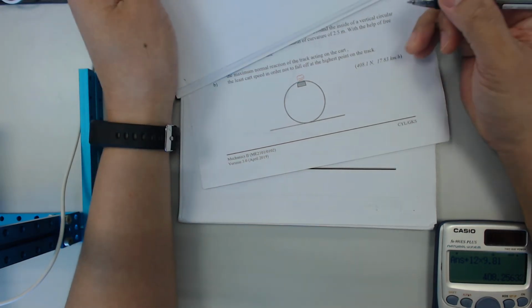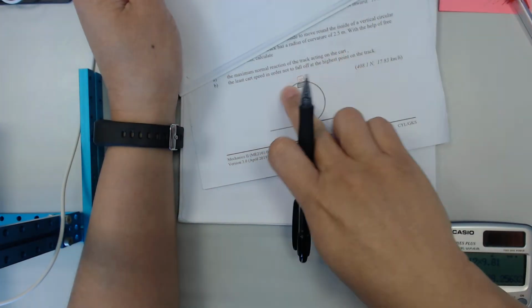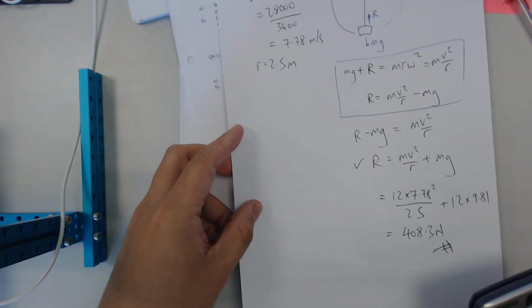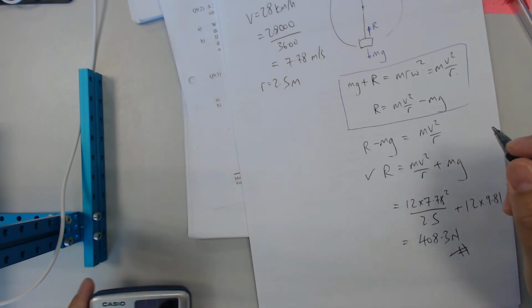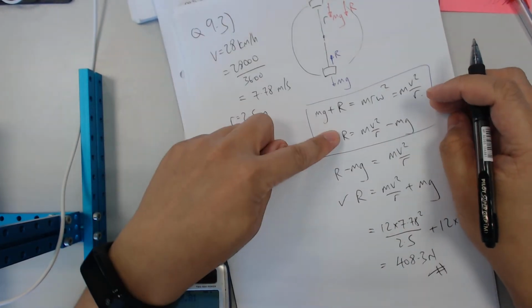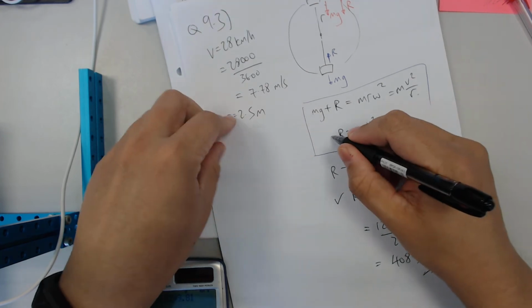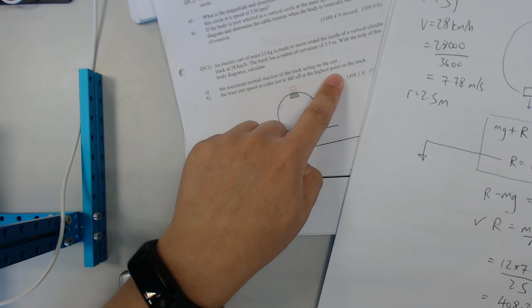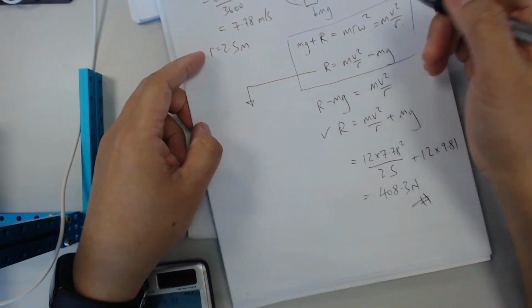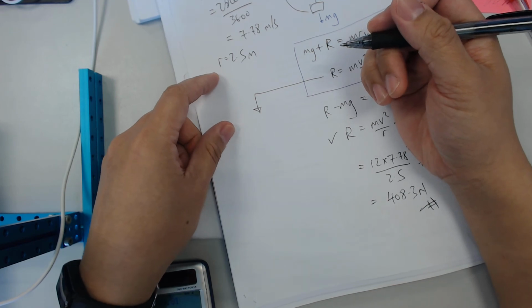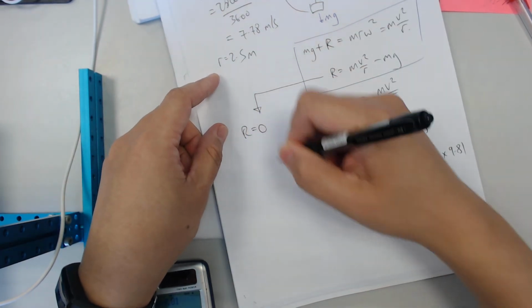Now, the next question is the least cart speed in order not to fall off at the highest point on the track. It's already telling you the highest point. So you imagine yourself at the highest point. This is the equation of motion. When it says not to fall off the track, it means there is no reaction from the track on the cart. So R is equal to 0.